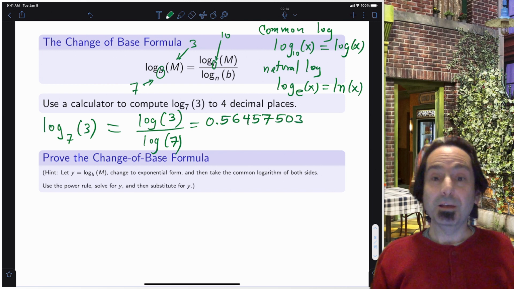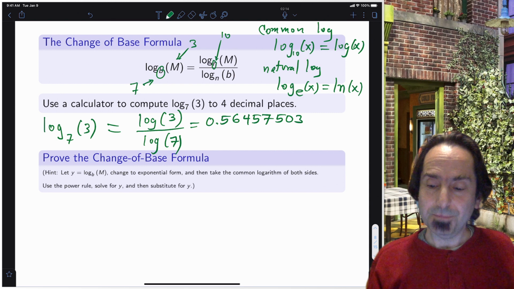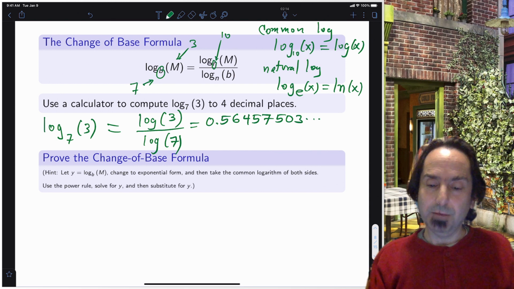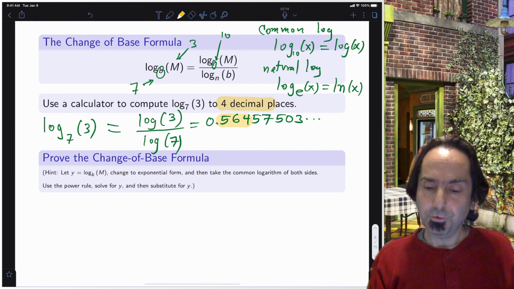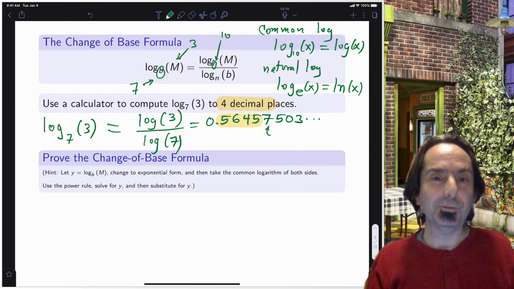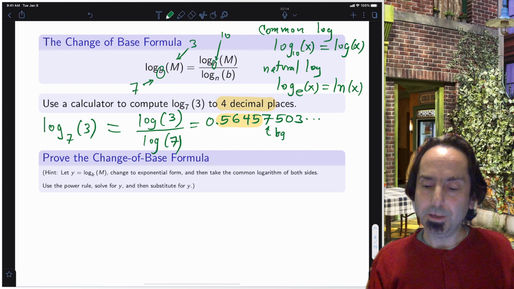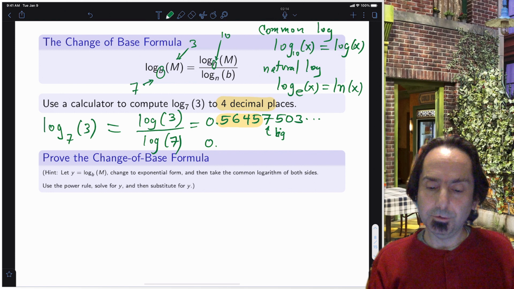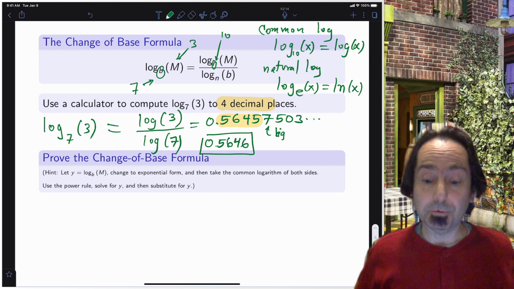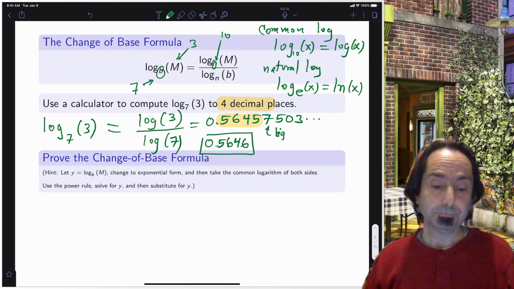and the answer is 0.5645753. My calculator uses a lot of digits. Actually, it goes on forever, but it cuts off there. And we want 4 decimal places. So we want 1, 2, 3, 4. But we do have to look at the next one, which is 7. That's big. So we have to round up. And so the answer is going to be 0.5646. That is log base 7 of 3 to 4 decimal places.